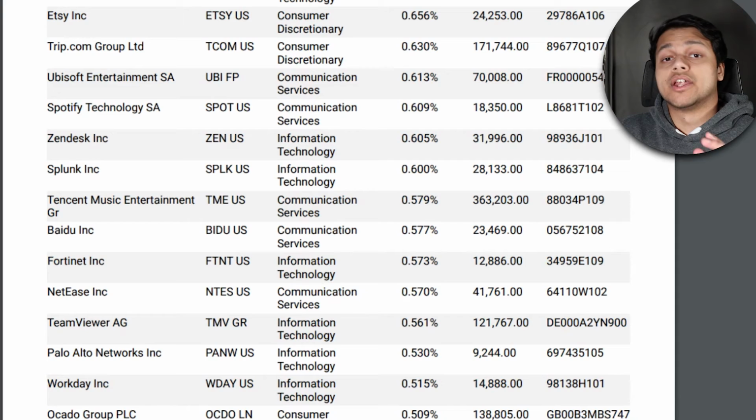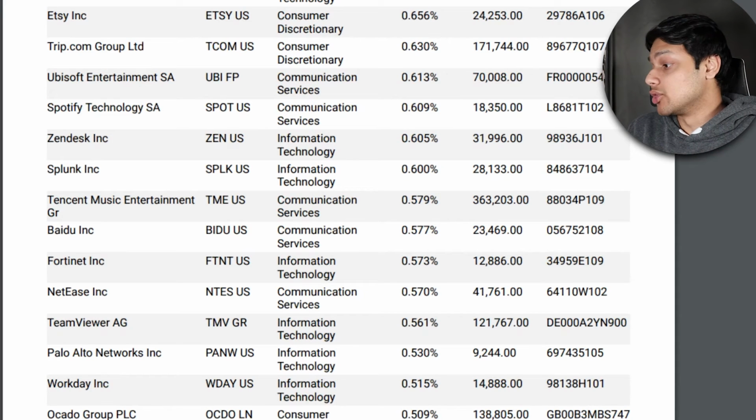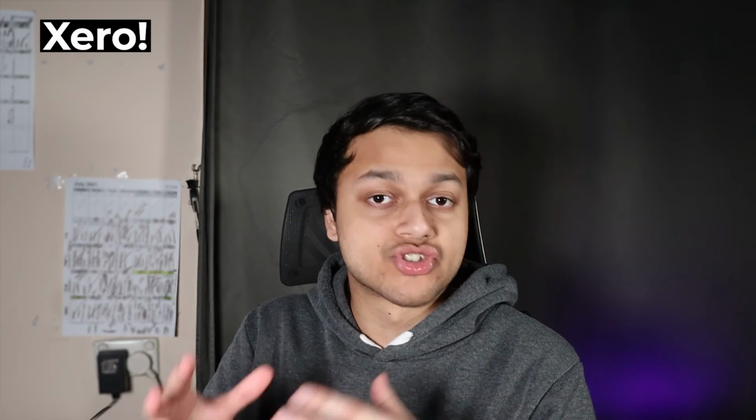So that's pretty interesting. Now, the holdings list also includes a couple of cybersecurity companies as well, like Zscaler, Fortinet, and some other names too. And they also include Xero, which is an accounting company based in Australia and New Zealand. So it's a proud Aussie moment to see this company being added into this list.